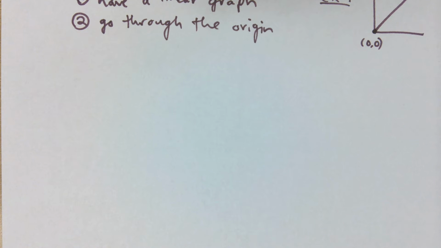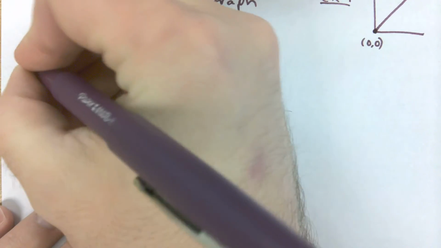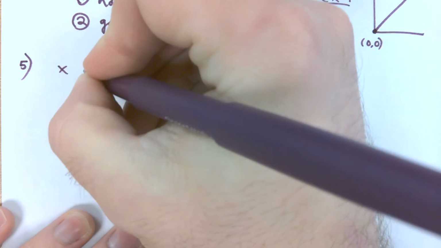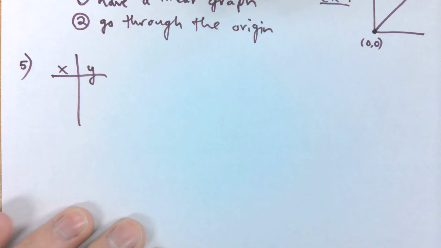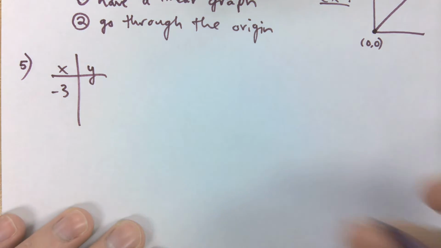Let's take a look down at the fifth one with this second table. Now we're not doing constant of proportionality.